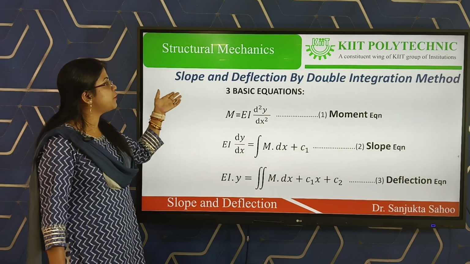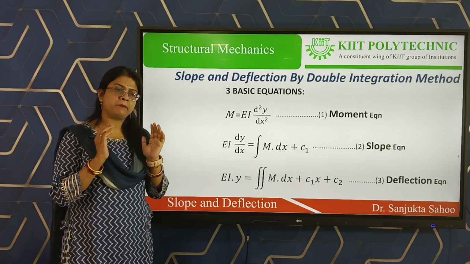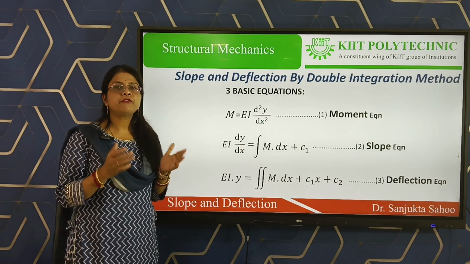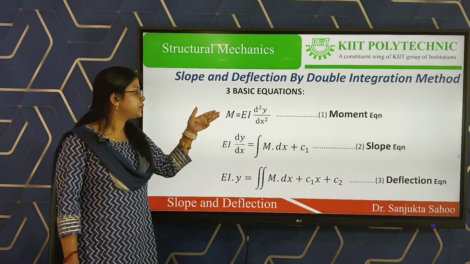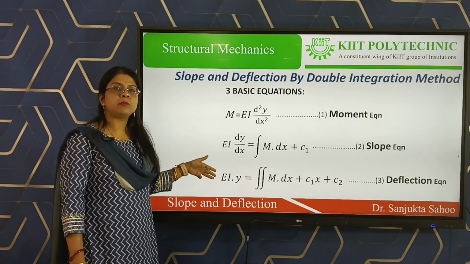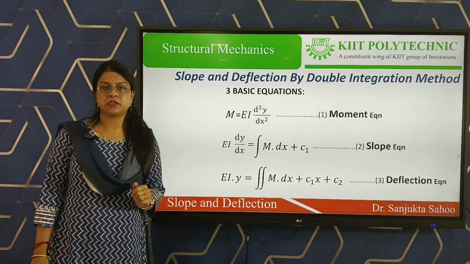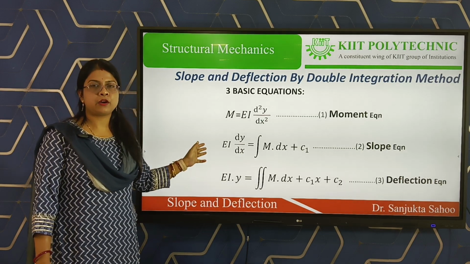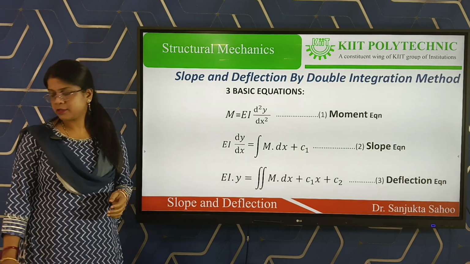To calculate the slope and deflection by the double integration method, we mostly focus on three equations. We need to find the moment equation, then by integrating the moment equation, we can find the slope equation, and then integrating again the slope equation, we can find the deflection equation. So, basically these three equations we need to write down in the double integration method to find the slope and deflection.